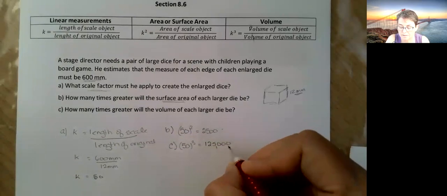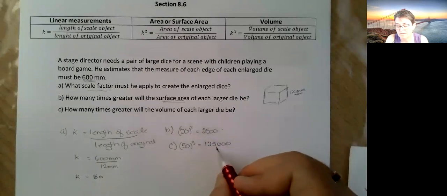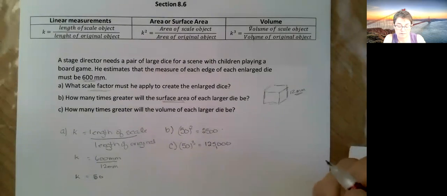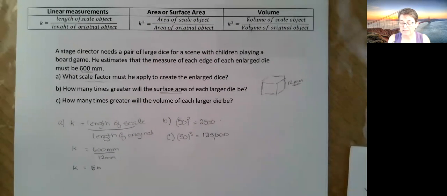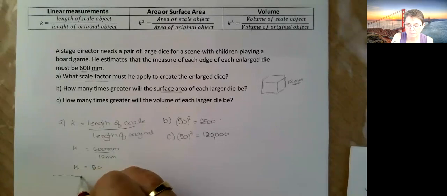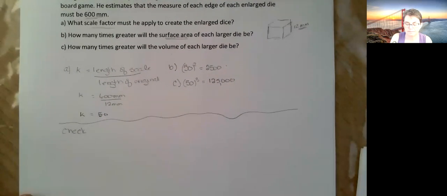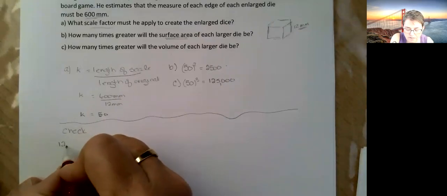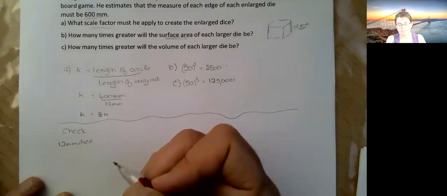So it's 2,500 times bigger and 125,000 times bigger. Those answers seem kind of insane to me. So that's C. And this is, I'll lay it down here. We're going to call this check. All right. So my 12 millimeter dice.